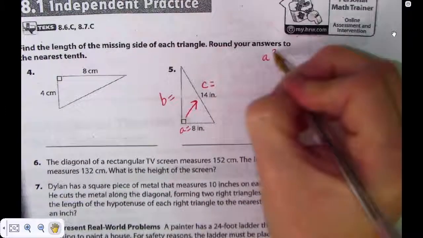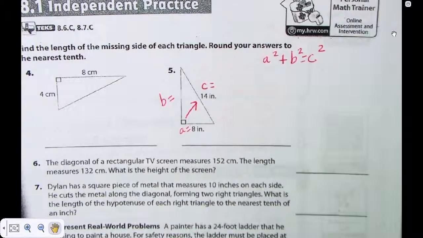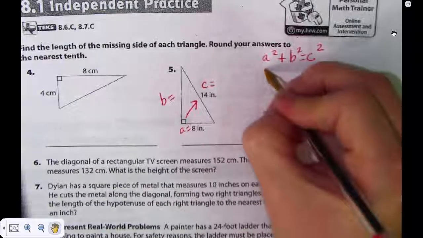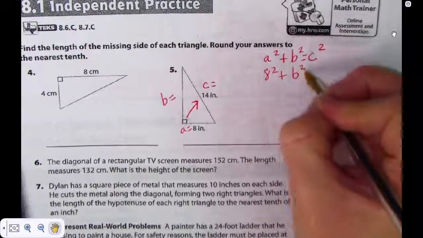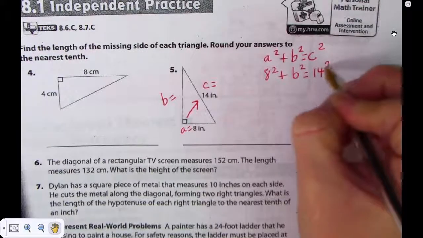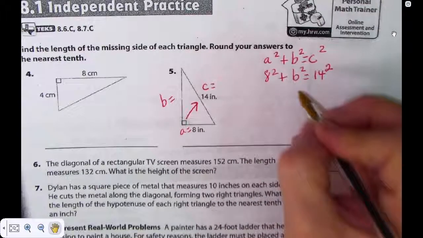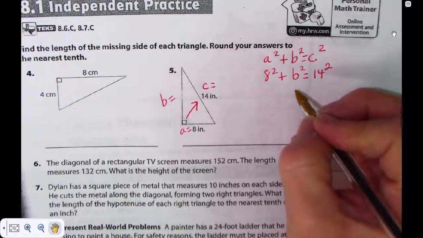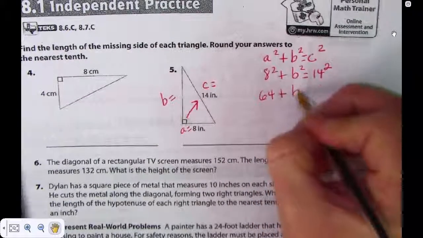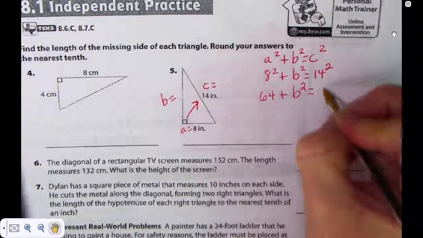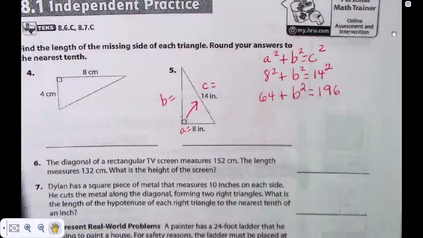So we're going to come over. We've got plenty of room. A squared plus B squared equals C squared. What's the second line going to look like? Everybody together. A squared plus B squared equals 14 squared. I think I heard nearly everybody. Thank you so much. Okay, now the third line. 8 squared plus B squared equals 196? Yes, thank you.